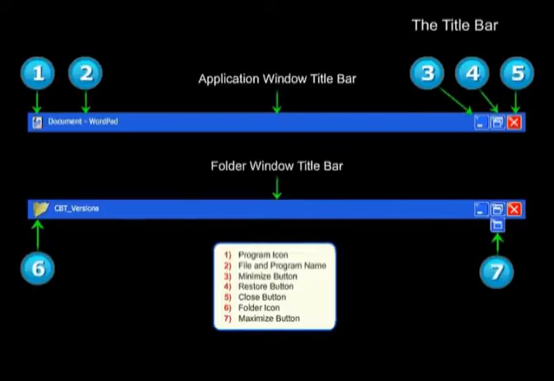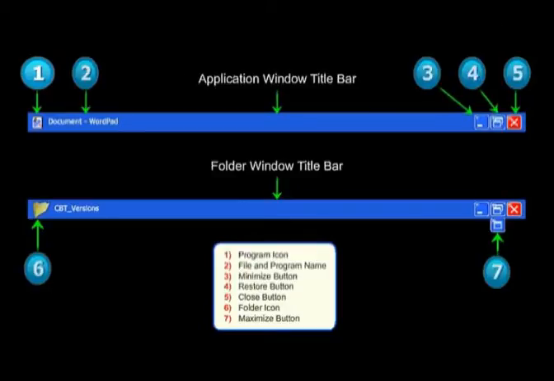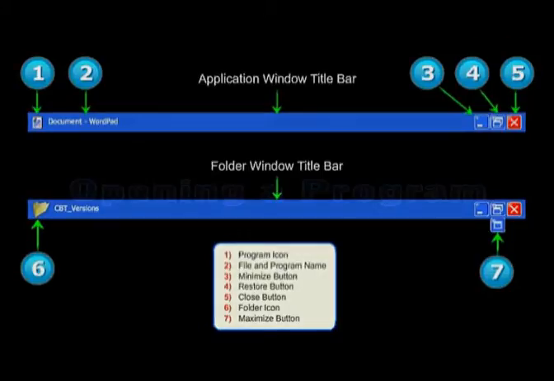The extreme right of the title bar contains three buttons. The left one is Minimize. The right one is Close. If a window is in the maximized state, the middle button changes to Restore. If it's in the restored state, the middle button changes to Maximize.